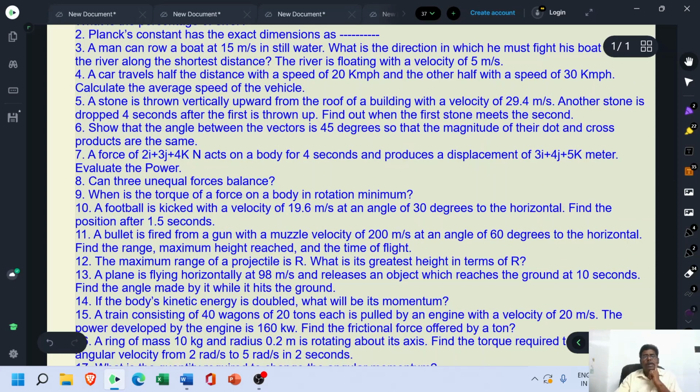Fourth question. A car travels half the distance with a speed of 20 km per hour and the other half with a speed of 30 km per hour. Calculate the average speed of the vehicle.